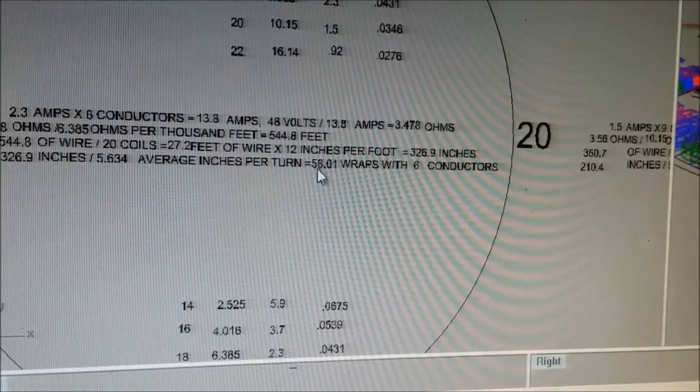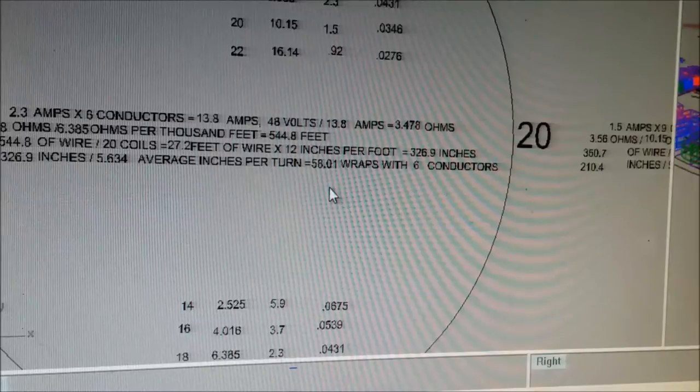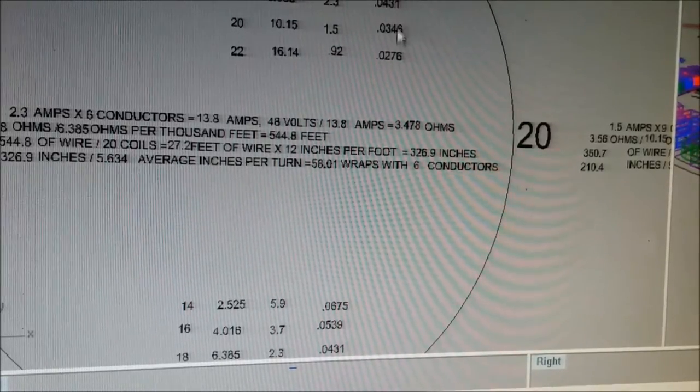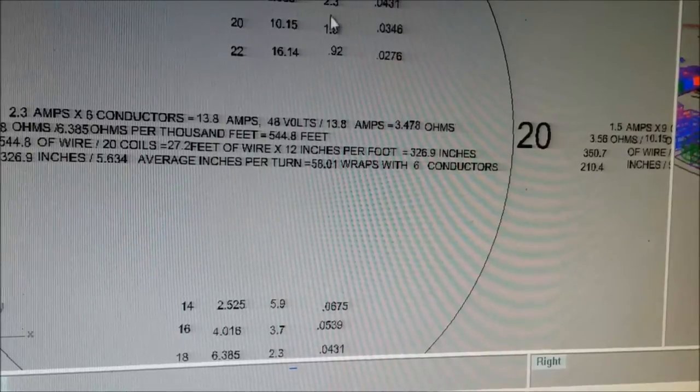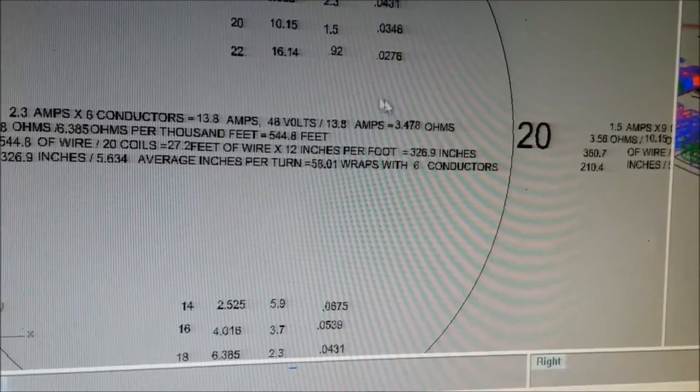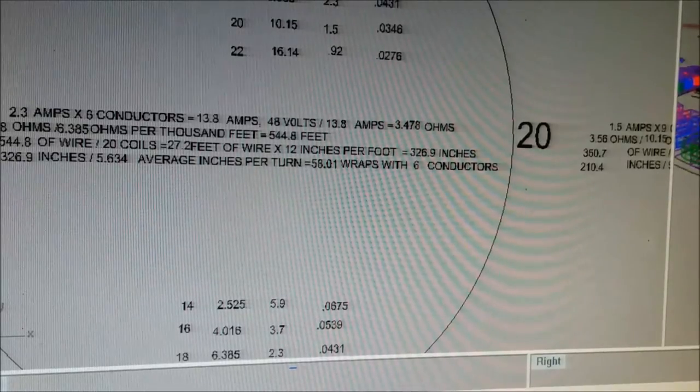58 wraps, so 29 thicknesses of wire. And you do this calculation for anything which is in range on the amps times the width of the conductors and all that. That's why it's done for six different wire sizes, to pick the one you need.